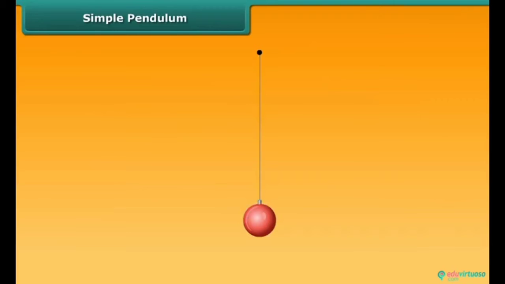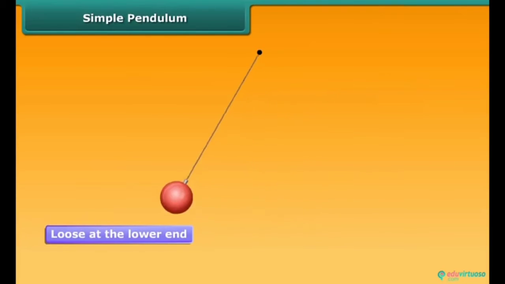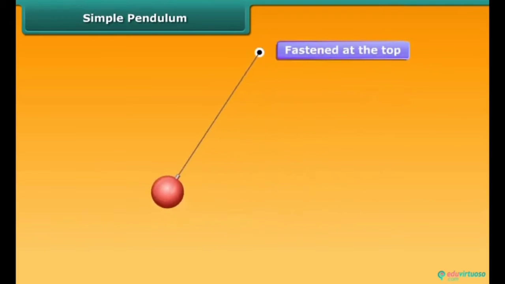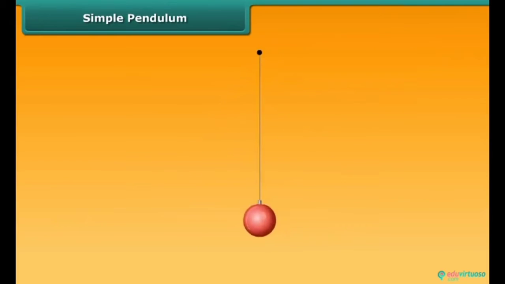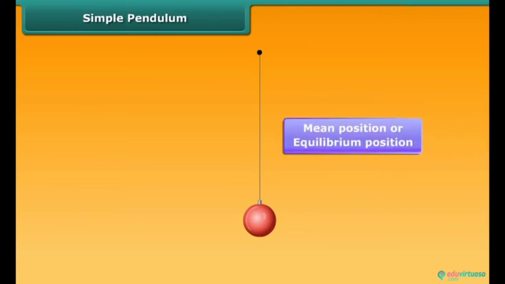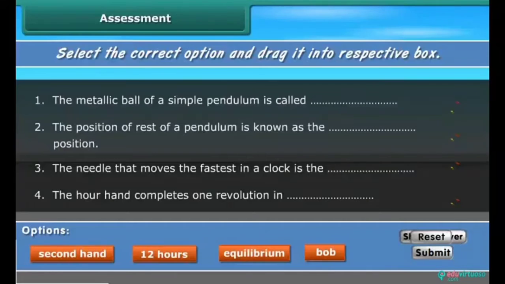A simple pendulum has a thread and a metallic ball. The metallic ball is called the bob of a pendulum, which we loosen at the lower end of this pendulum. But remember this thing, there should be a pivot end at the upper side. It means the upper part should be fixed. Now, let me calculate the mean position of the bob.